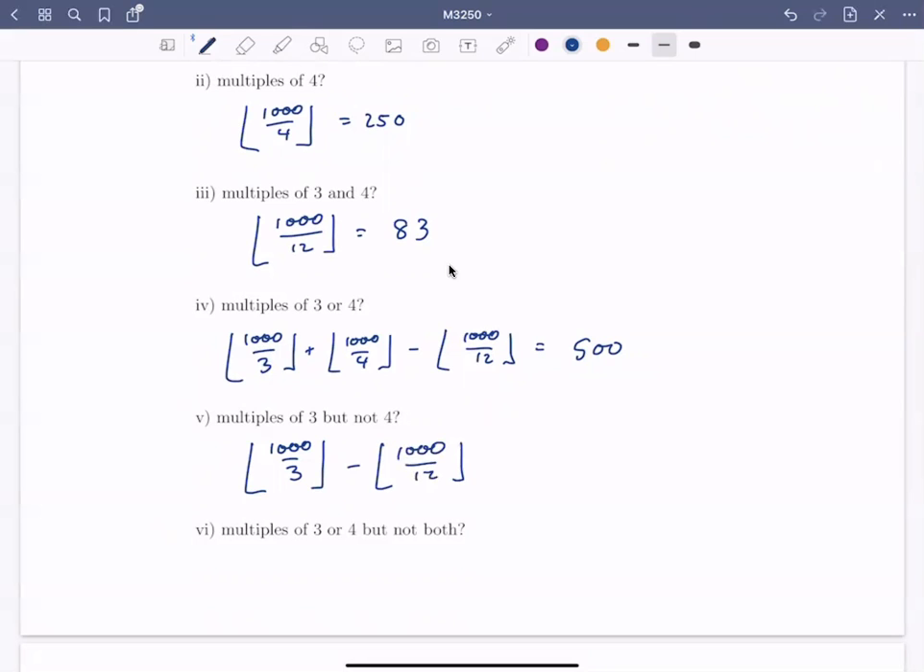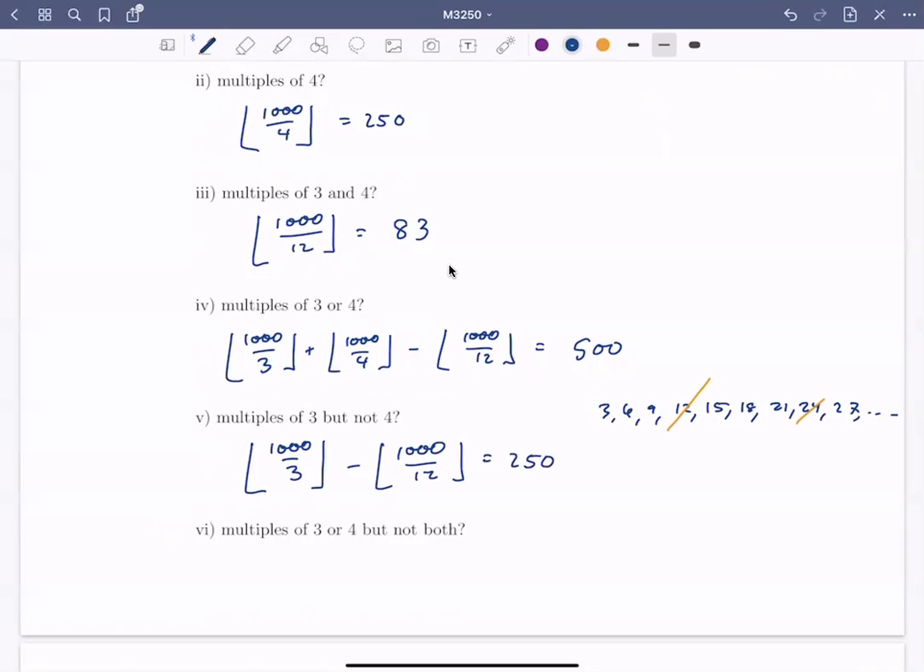So again, if we want to count the multiples of 3 but not 4, we start with the multiples of 3. So we have 18, 21, 24, 27, okay, and so on. And then we want to count the ones that are multiples of 3 but not 4. So that means that we have to throw out the ones that are here. In other words, the ones that are multiples of 3 and multiples of 4. Okay, so 12, 24, and so on. So these are the multiples of 12. So this is the right way to count that. So again, it turns out that there's 250 of those.